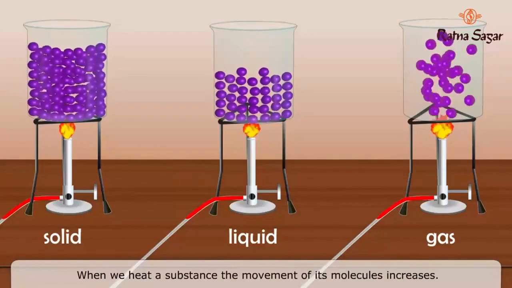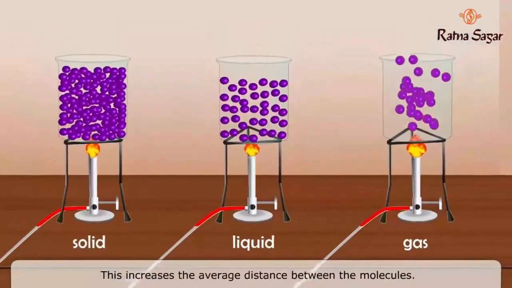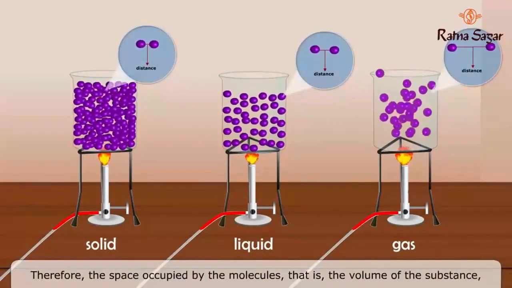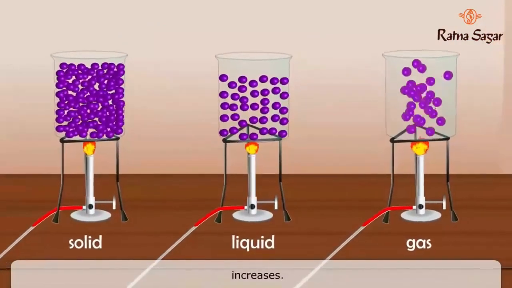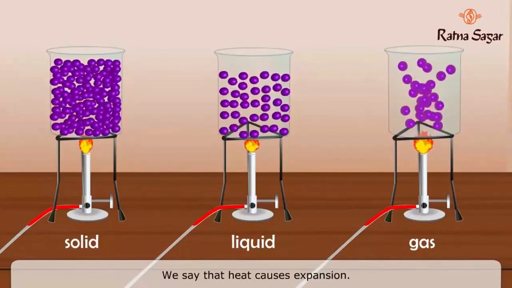When we heat a substance, the movement of its molecules increases. This increases the average distance between the molecules. Therefore, the space occupied by the molecules, that is, the volume of the substance, increases. We say that heat causes expansion.